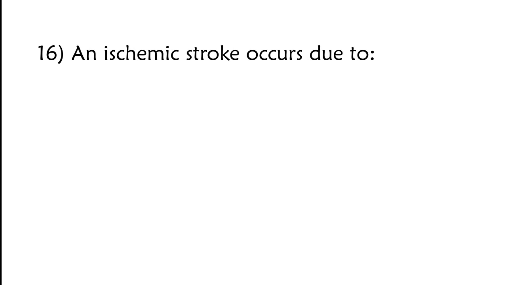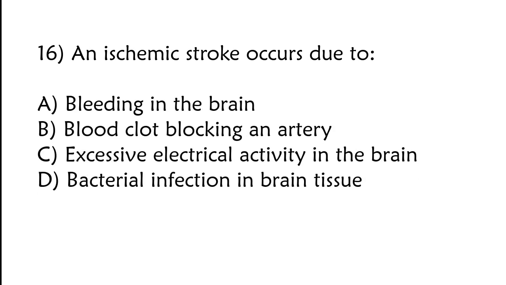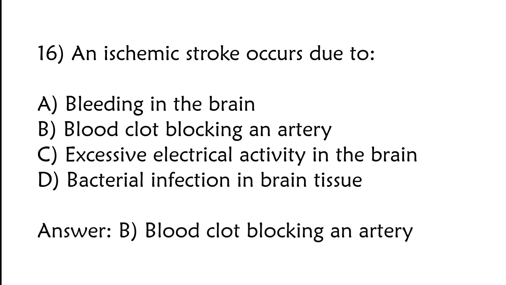An ischemic stroke occurs due to: bleeding in the brain, blood clot blocking an artery, excessive electrical activity in the brain, bacterial infection in brain tissue. The correct answer is option B, blood clot blocking an artery.